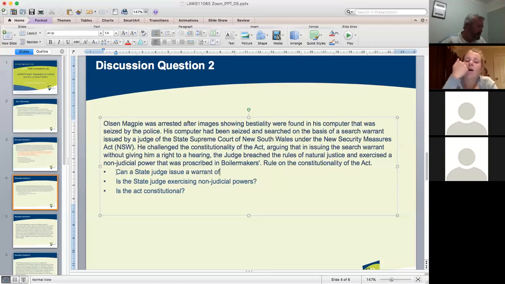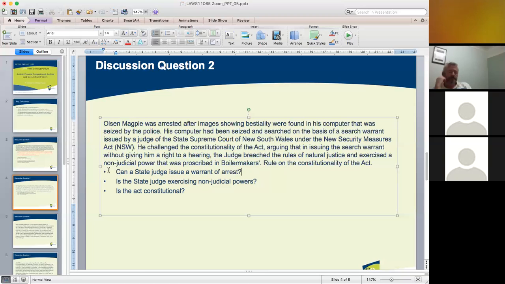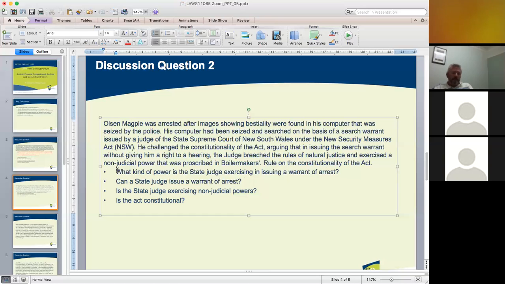Manjo, it's Sarah. Could you say what type of power is the state judge exercising in issuing a warrant of arrest? What kind of power is the state judge exercising in issuing a warrant of arrest? What do the others think? Is that a good way of identifying the legal issue?